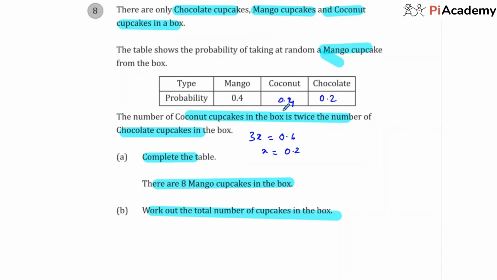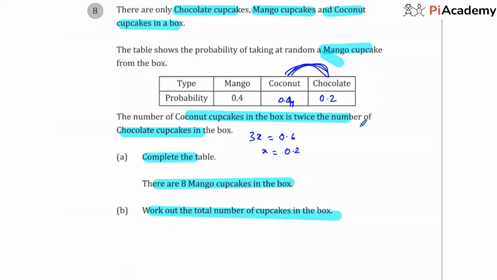Makes sense, guys? Did you understand? See, the total probability is 1. So 1 minus 0.4 is 0.6. So the probabilities of these two should sum up to 0.6. And he says the number of coconut cupcakes is twice the number of chocolate cupcakes. So if you solve that, you get 0.4 and 0.2. Okay, good. Next, there are 8 mangoes in the cup.